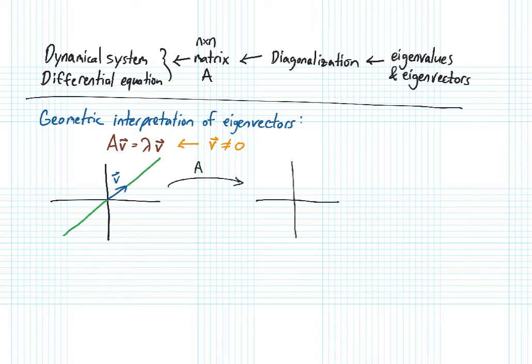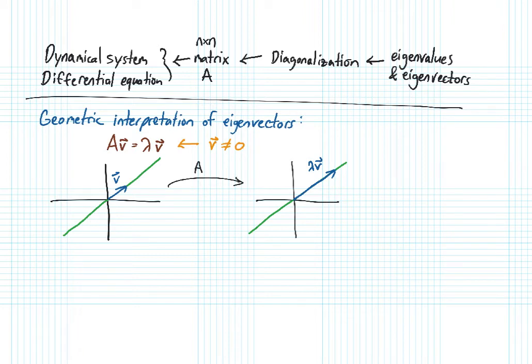Now the equation Av equals lambda v says that when you multiply v by A, you get a scalar multiple of v. And so that means that the result is another vector on the same line. It might be pointing in the same direction, it might be pointing in the opposite direction, it might be longer, it might be shorter, it could even be the zero vector, but it's somewhere on that line.